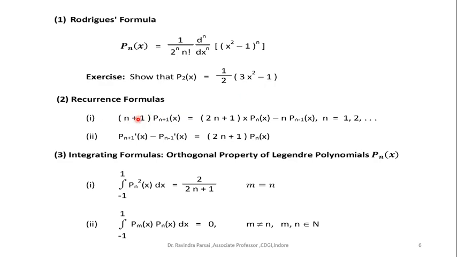Another important property is the recurrence relations. This is the first recurrence relation, and this is the second recurrence relation. The third property is very important, which we call the orthogonal property of Legendre polynomials, which is just an integral property. When the limits are minus 1 to 1, the integral of P_n(x) whole square dx gives the value 2 upon 2n plus 1 when m equal to n, and when m is not equal to n, the value of this definite integral is 0.